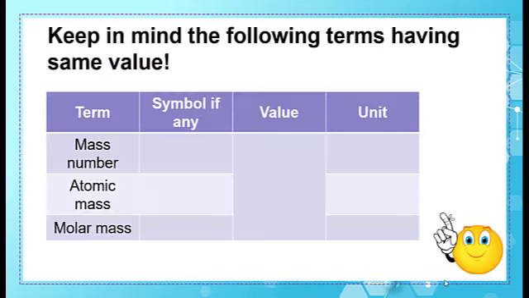Keep in mind the following terms having the same value but with different units: the mass number, the atomic mass, and the molar mass. All of these terms have a value equal to A, which is Z plus N. However, they differ in the symbol and the unit. The mass number, having the symbol capital A, is without a unit. However, the atomic mass does not have any symbol, and its unit is u or amu. The molar mass, having the symbol capital M, has the unit gram per mole.